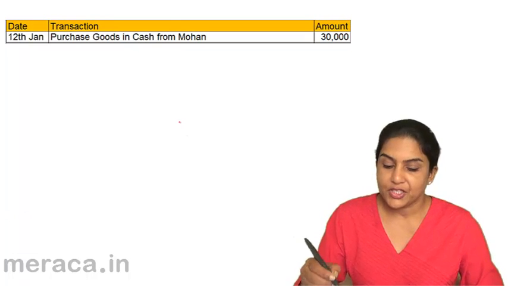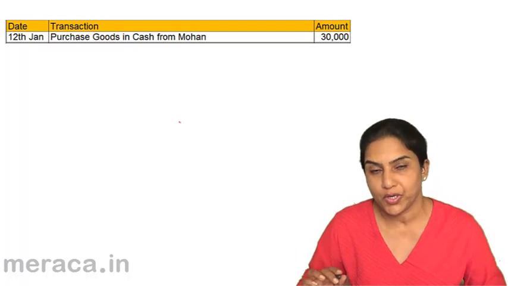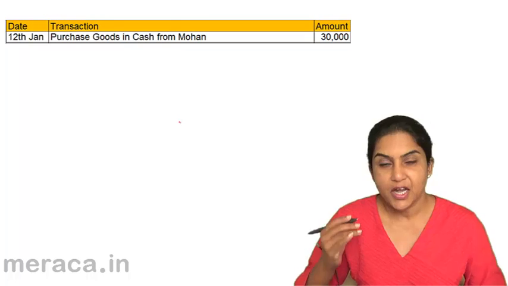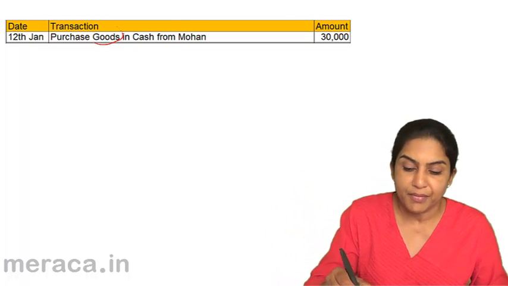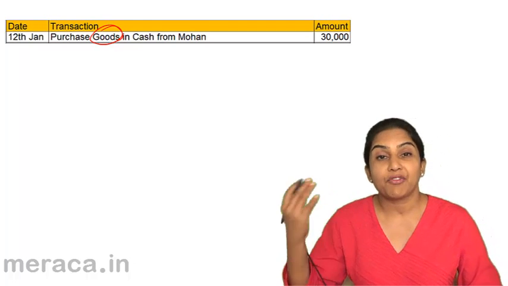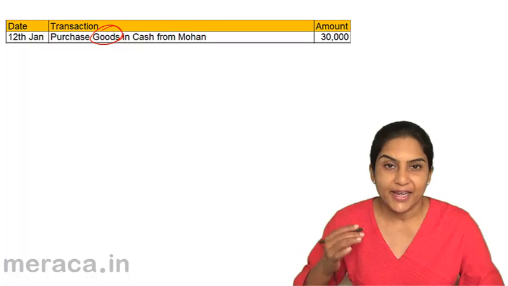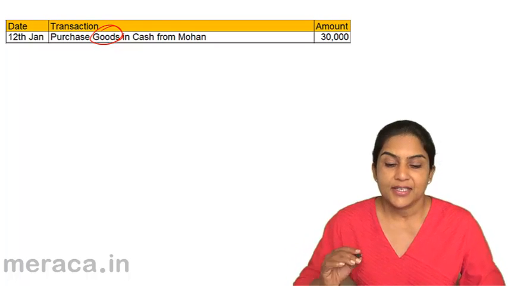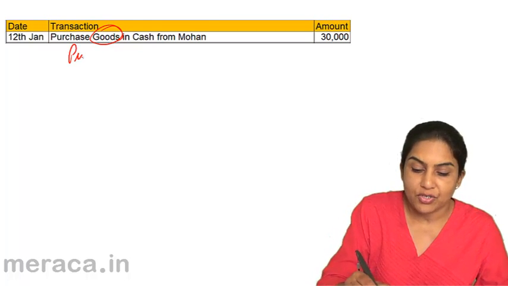Next, 12th January, purchased goods in cash from Mohan. Should not make a mistake. What are the accounts involved? When they say goods, goods usually means goods meant for resale. We'll purchase and sell. Therefore, we will sell and get the benefit in the current year. Such purchasing of goods is called purchases account.